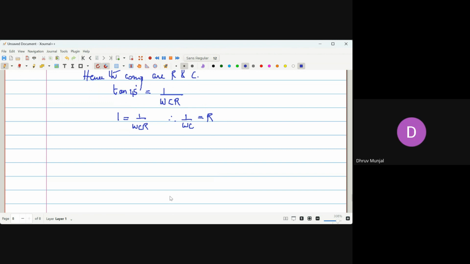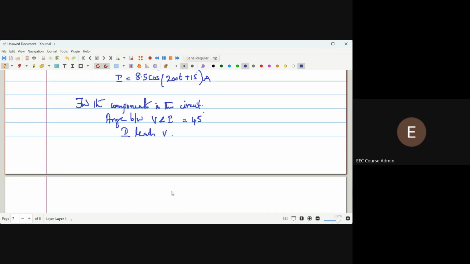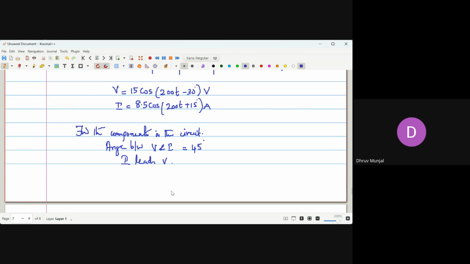Ma'am, the voltage given in the question, is it source voltage or capacitive voltage? The source voltage, the applied voltage.